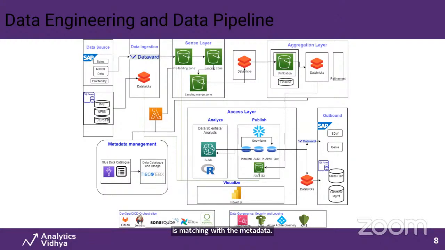So if and only if this matches, and also we do the schema check, how many fields are there and what is the data type of each and every field. So we do this matching. If and only if this matches as per the metadata, then only we do the next data processing. Otherwise we just alert the source data team, saying that we didn't receive the data as per the manifest file, or I mean metadata file.